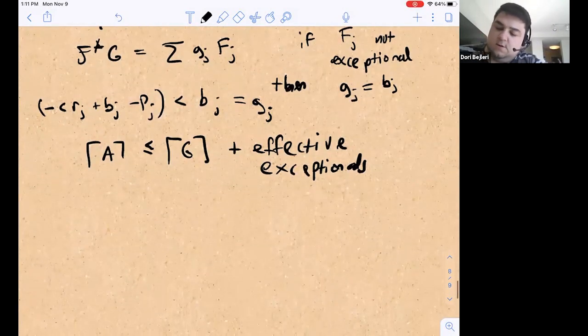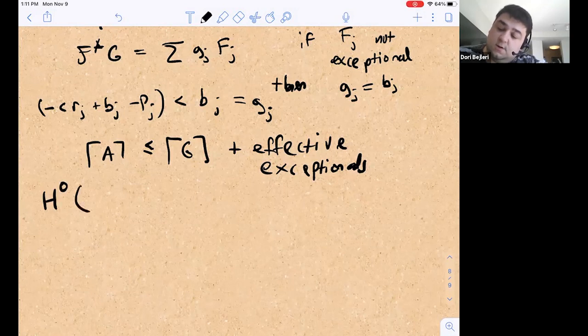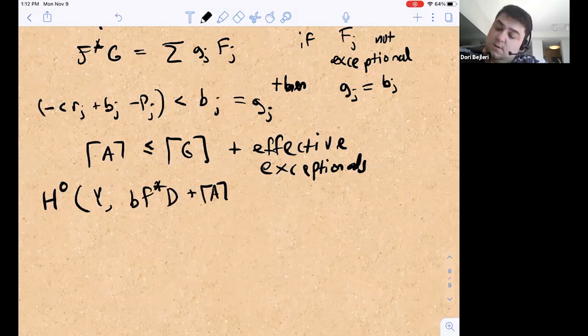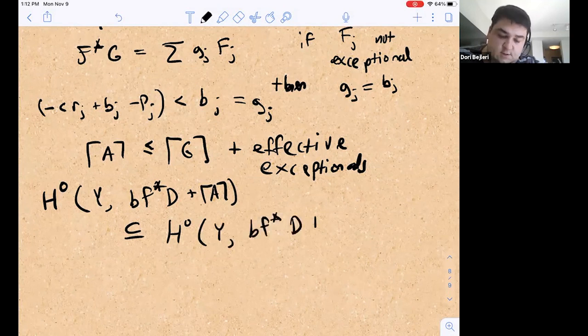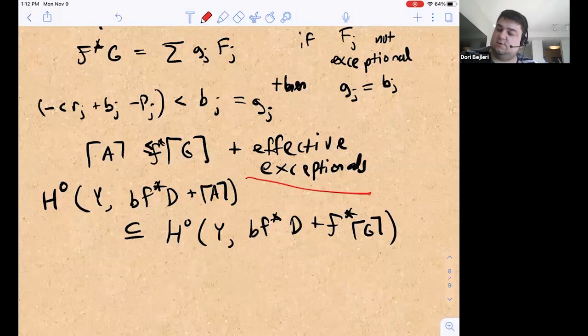And so now H0 of the pullback of D plus the roundup of A is contained in H0 of the pullback of D plus, and here I forgot the F upper star, so of course G is downstairs, plus the pullback of the roundup of G by this observation, where here I'm using that these exceptionals don't contribute sections. Again, this is the negativity lemma.